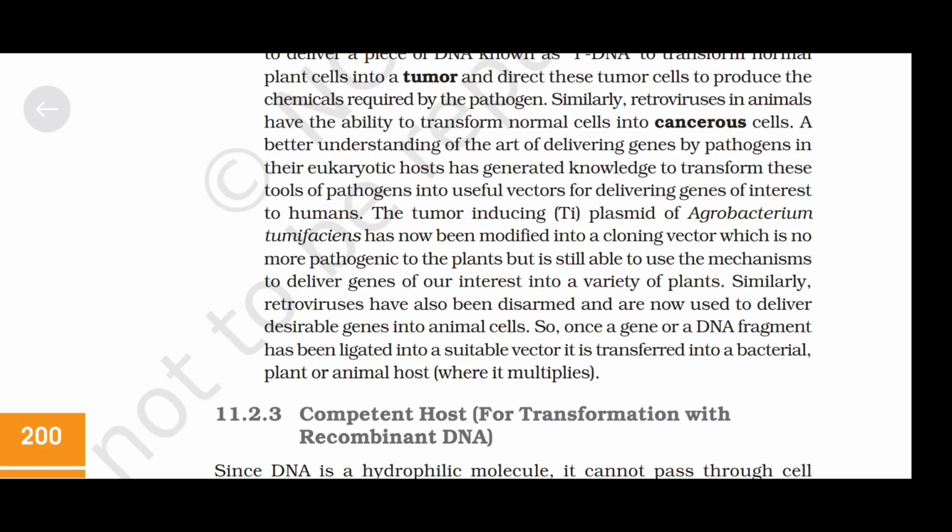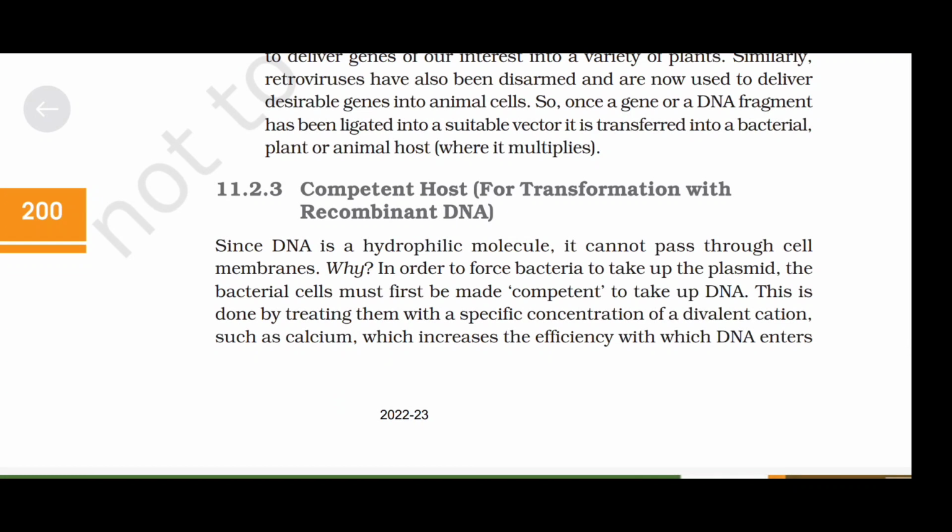So, once a gene or DNA fragment has been ligated into a suitable vector, it is transferred into a bacterial, plant or animal host where it multiplies. Competent host for transformation with recombinant DNA. Since DNA is a hydrophilic molecule, it cannot pass through cell membranes.